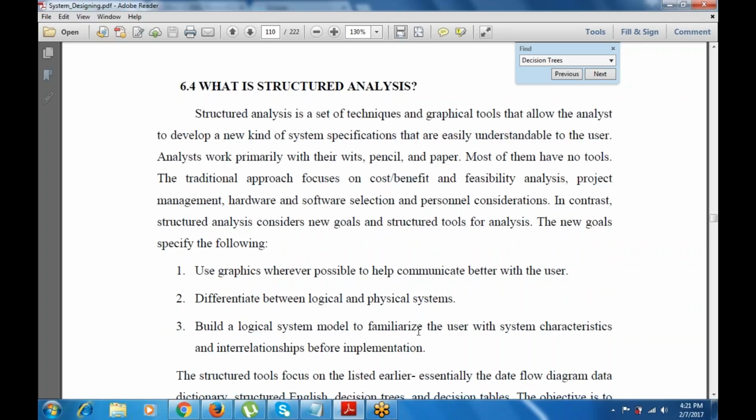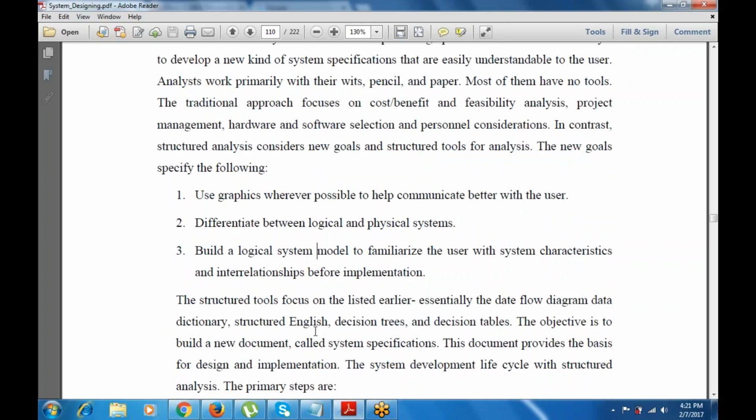Next is to differentiate between the logical and the physical address. What is the difference between the physical and the logical address that is available in the data? Then build a logical system model to familiarize the user with the system characteristics and interrelationships before the implementation. That includes DFD diagrams, that is data flow diagrams.